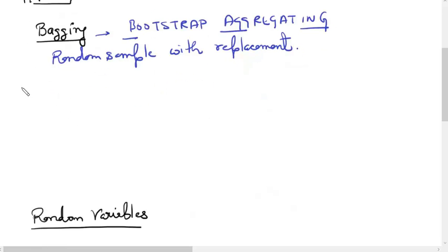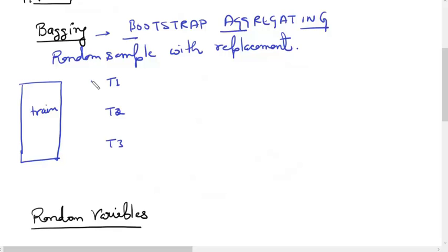So what does it do? Let's say this is our training data. This is the data that we will use to build our models. Let's build a random forest model which has 3 trees: tree 1, tree 2 and tree 3. How many trees do we build? This is what the user decides. The user will pass a parameter which decides how many trees you have to build. In this example, let us build just 3 trees so that it is easy for us to understand.